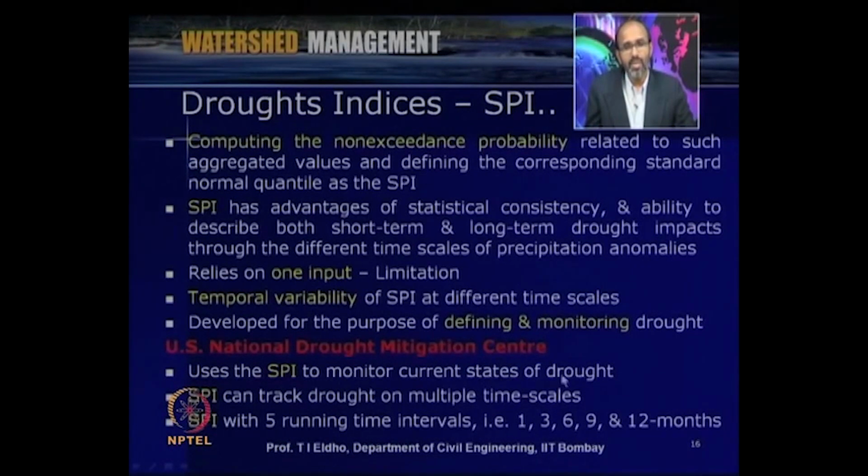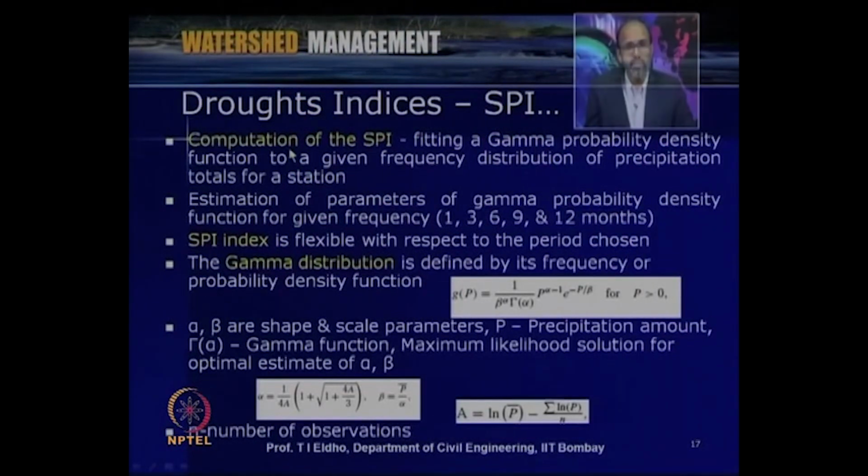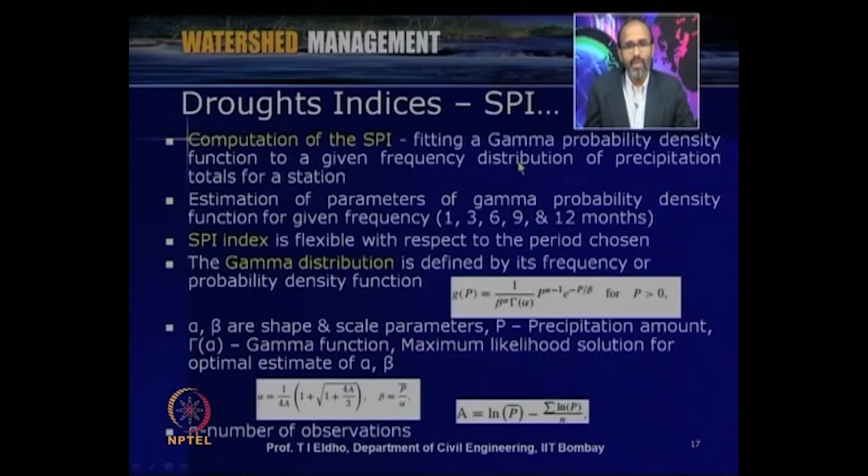So, these are some of the advantages of the SPI based drought analysis. As far as the SPI calculation is concerned, computation of the SPI is based upon fitting a gamma probability density function to a given frequency distribution of precipitation totals of a station, as shown in the previous slides. So, as I mentioned, we do a gamma distribution curve fitting, a gamma probability density function, then estimate the parameters of the gamma probability density function for a given frequency.